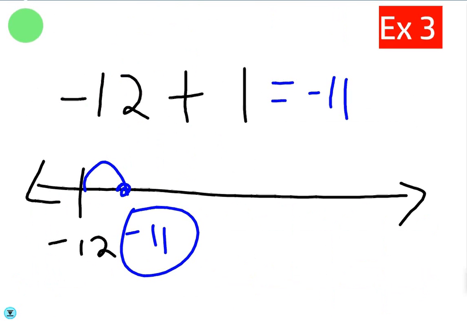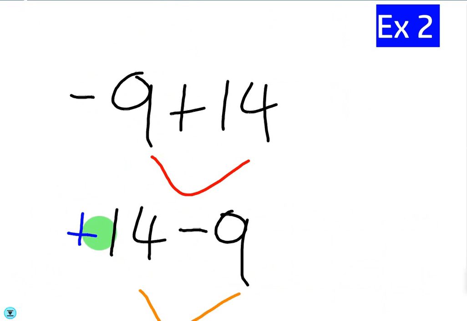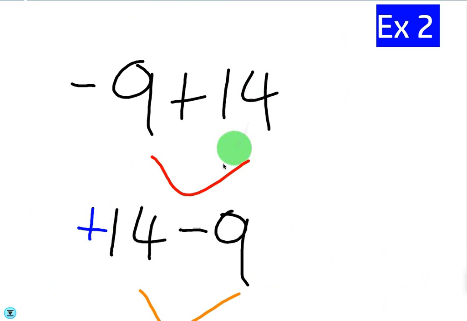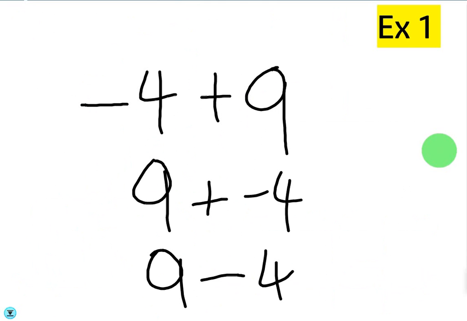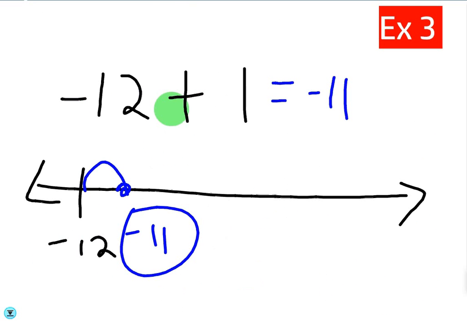So really, when should you use the shortcut? I would say when the negative number, just the number itself, 9, is smaller than the number you're adding, 14, it's easier to just reverse them and subtract. So you see how 9 is smaller than 14, so you might as well just do 14 minus 9, just like with this one. 4 is smaller than 9, so you might as well do 9 minus 4. However, with this one, 12 is bigger than 1, so it's almost easier just to draw the number line out.